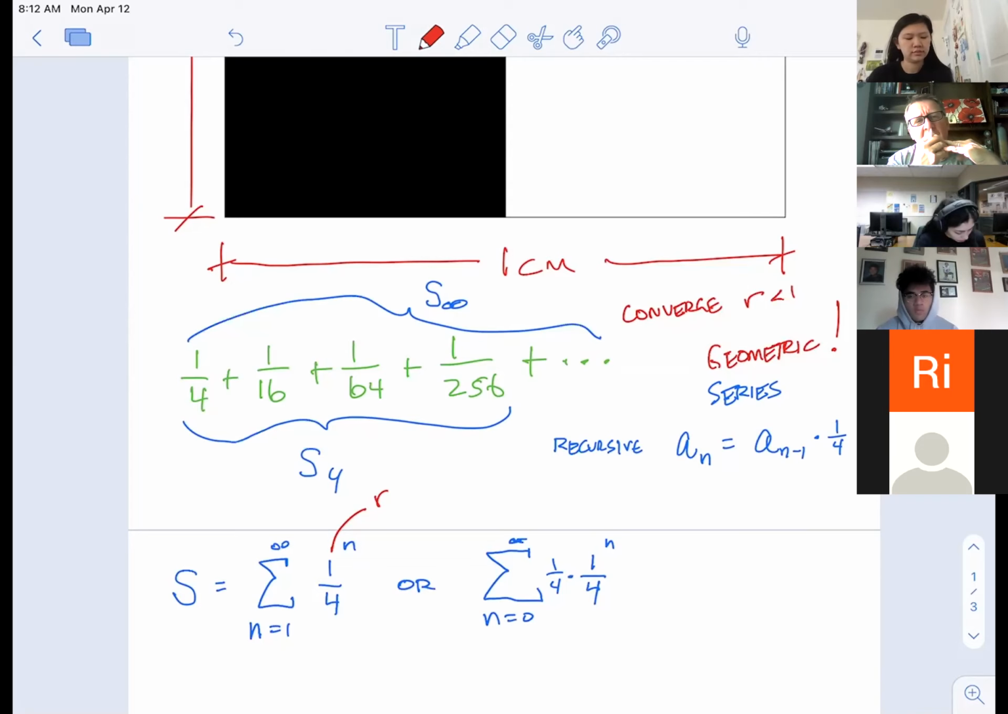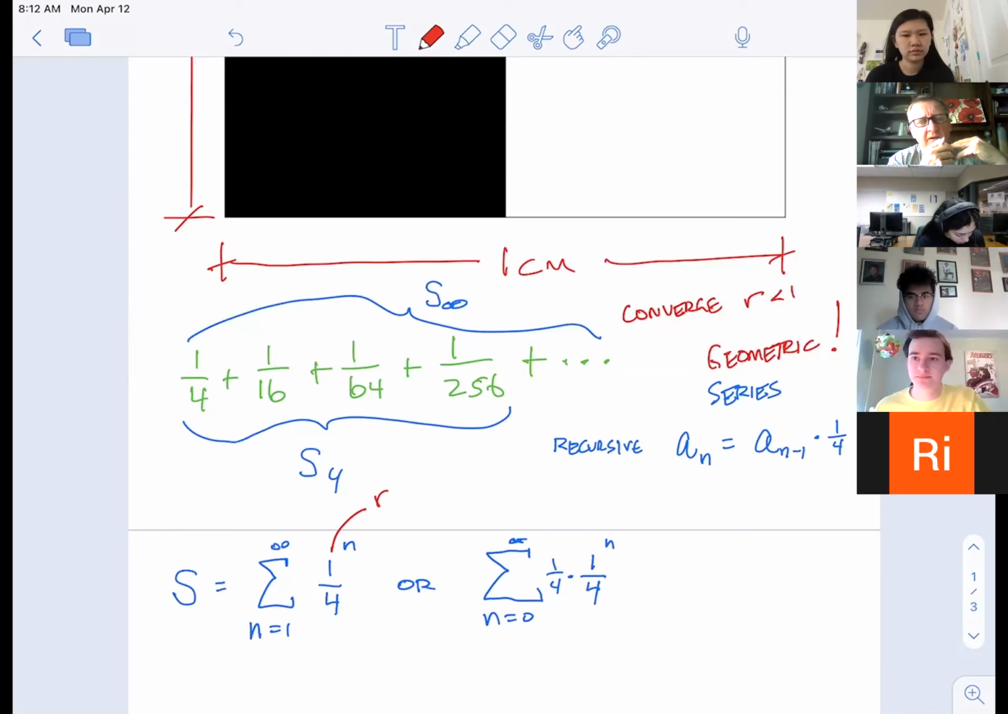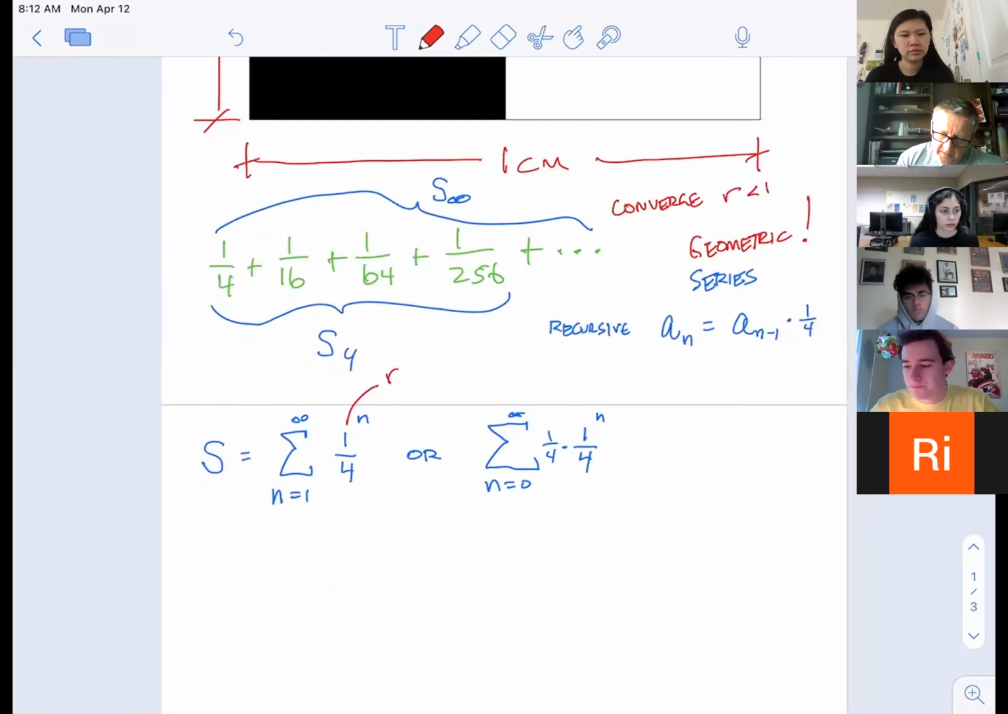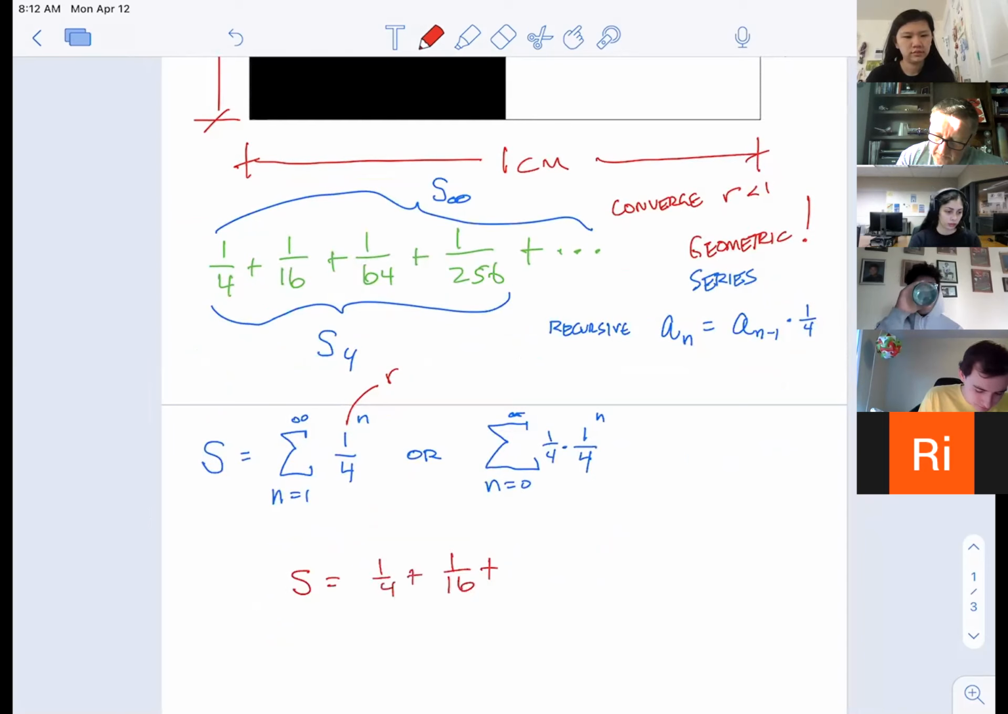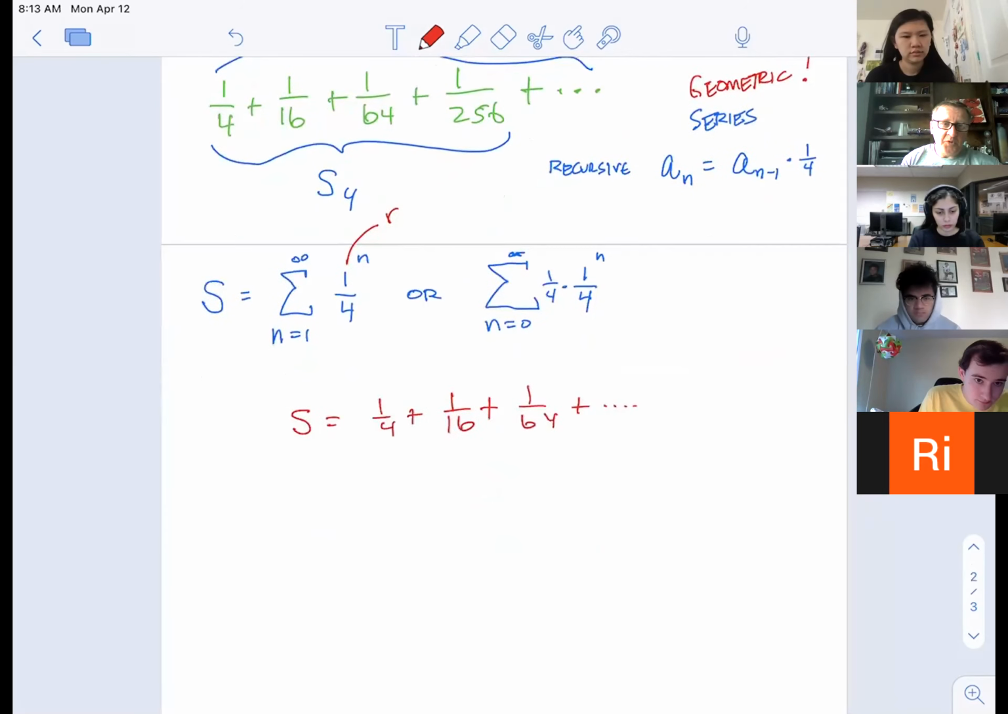And as I said the other day, you could go into Excel and add up the first even 20 of these and probably guess where this was going, but we don't really have to guess. And this is the thing I want you to really understand well. If I say S is equal to 1/4 plus 1/16 plus 1/64 and so on forever, and then I take that multiplier 1/4 and multiply both sides, I make a second equation.